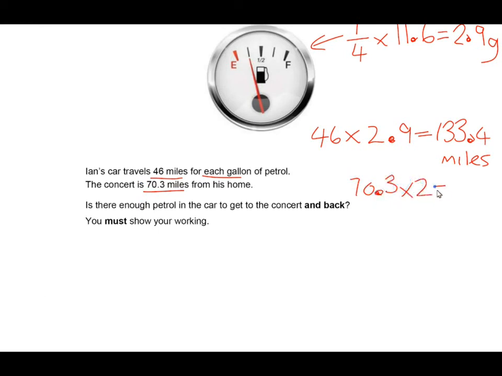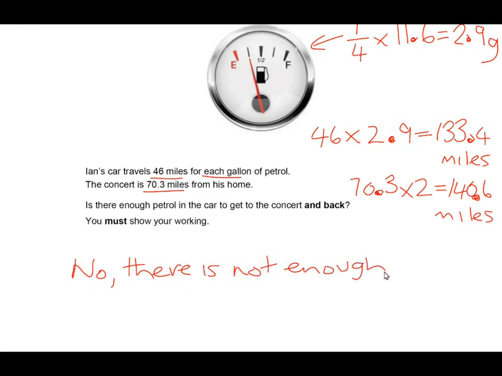70.3 times 2, because he's going to the concert and back, means he needs 140.6 miles of petrol. So is there enough petrol to get to the concert and back? No, there is not enough. And then if you wanted to, you could take one from the other and say he is 7.2 miles short of having the correct amount. In other words, the 140 take away the 133.4.